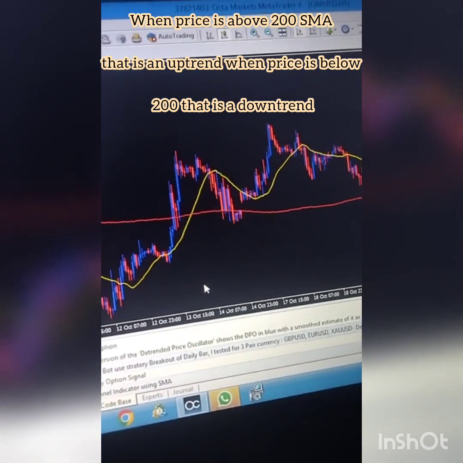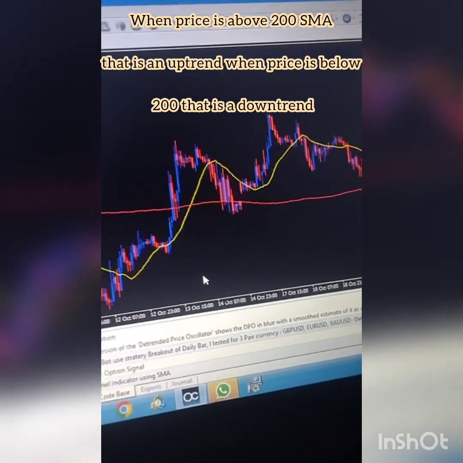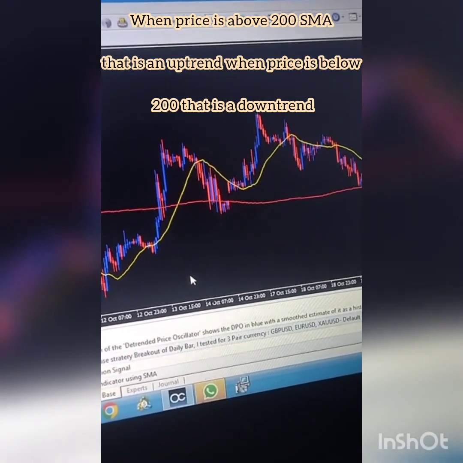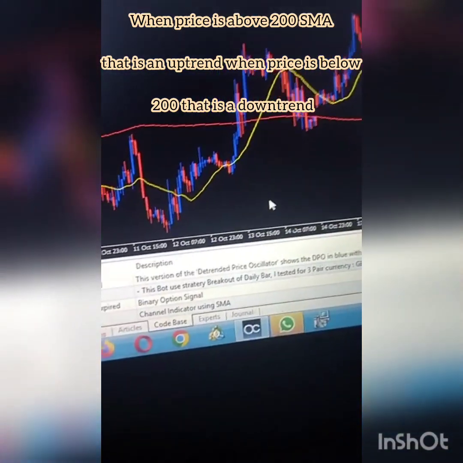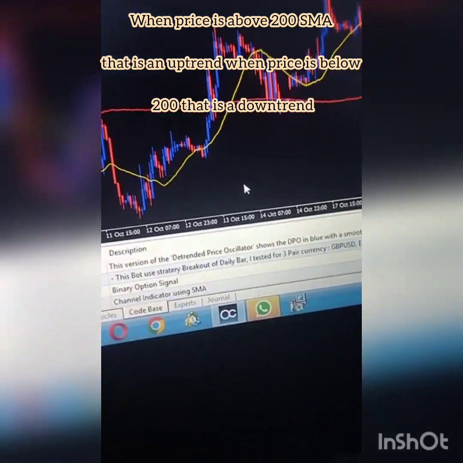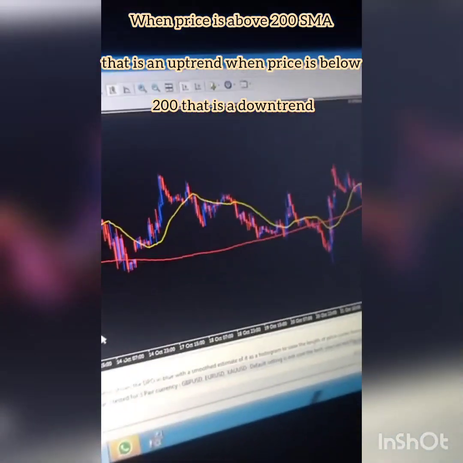The second confluence you look out for is that both of them must be close to each other. Both of them must be close to each other if you want to enter the trade.